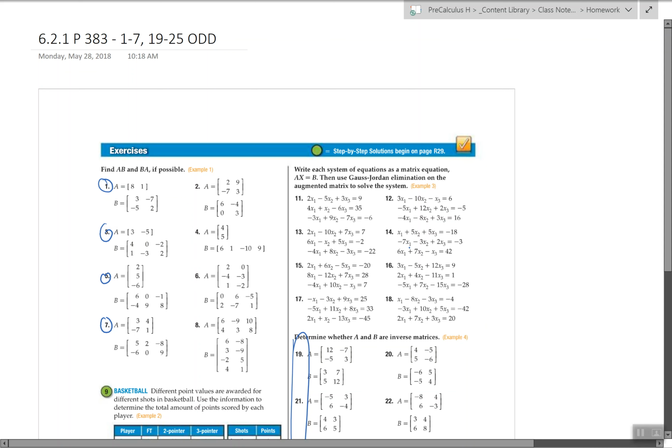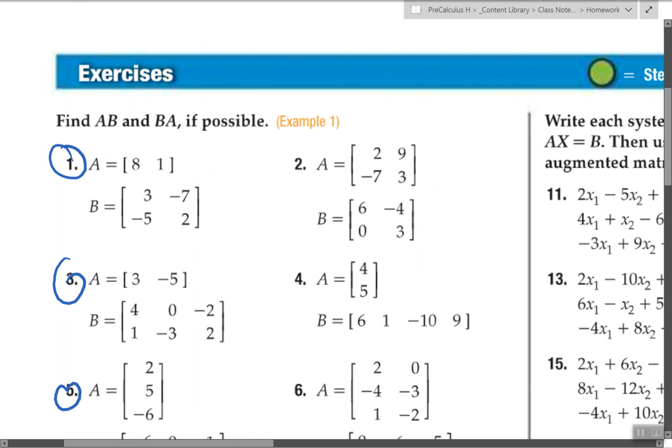In the first few problems of 6.2.1 homework, we are asked to find the product of matrix A times matrix B and matrix B times A, if possible. So the first thing I'm going to do is even check to see if it's possible. Again, we do that by taking the dimensions and seeing if the internal dimensions agree. So matrix A is a 1 row by 2 column, and matrix B is a 2 row by 2 column. So this one, AB, should work since those internal dimensions agree.